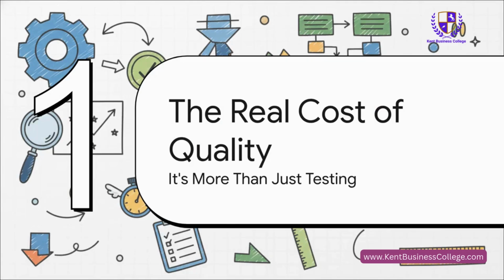Right, so how do you go to your boss and justify spending money on things like training or better tools when you could just crack on with the work? Well, you do it by understanding something called the cost of quality, or COQ.